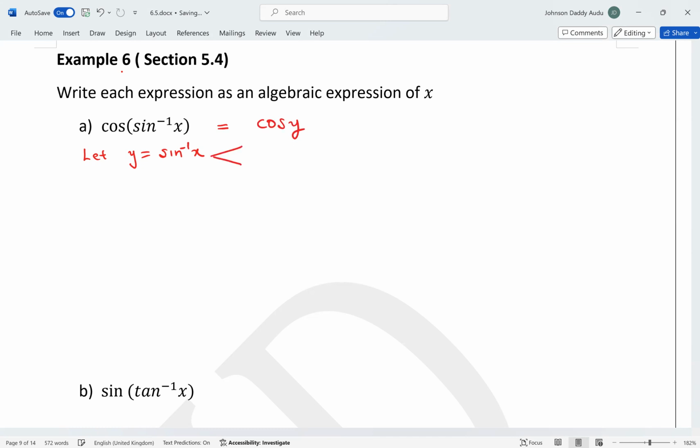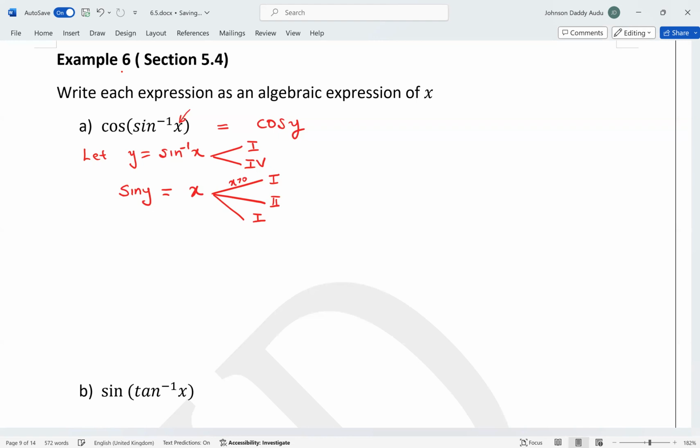Now, we know that sine inverse is either in the first or in the fourth quadrant. Then sine y is just equal to x. Sine y equals x is in which quadrant? Look at this, this is x. So x could be positive or negative, right? Remember, x is coming from where? The domain of sine inverse, right? So if it is positive, then it's going to be in the first or in the second quadrant. If it is negative, then it's going to be negative in the third.